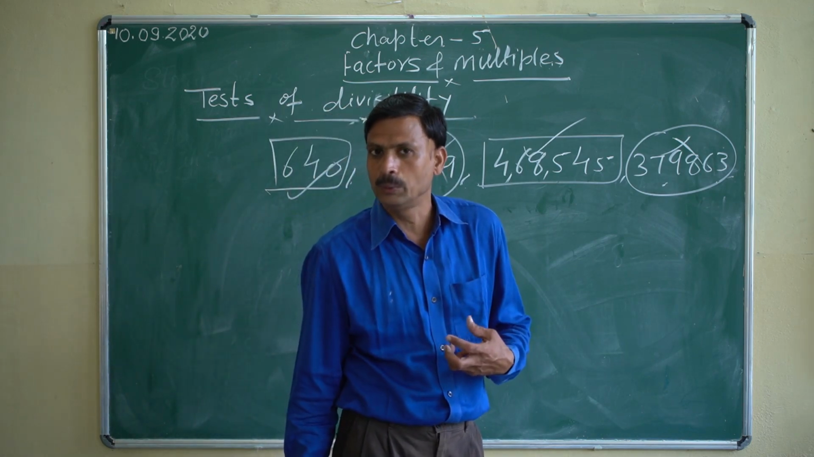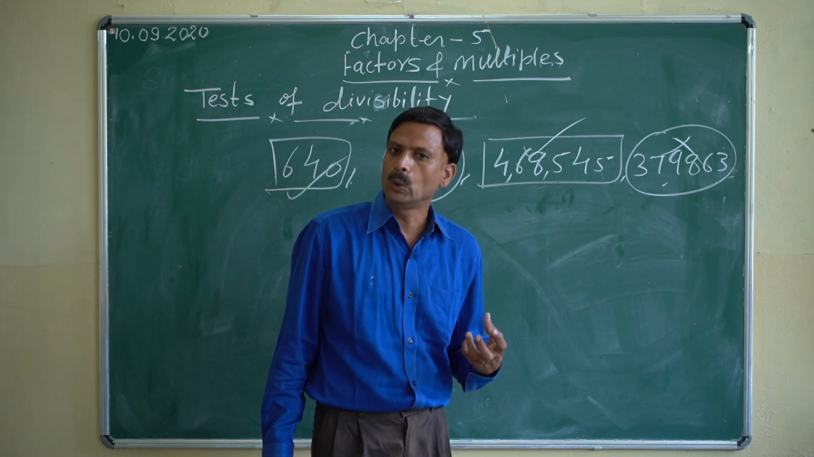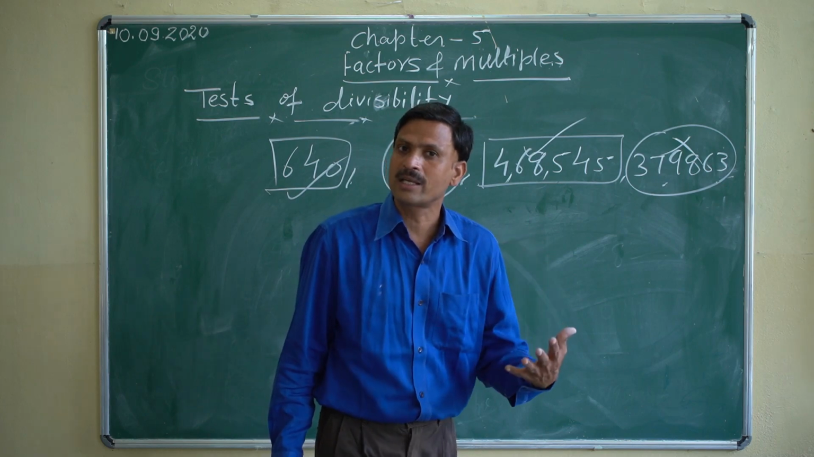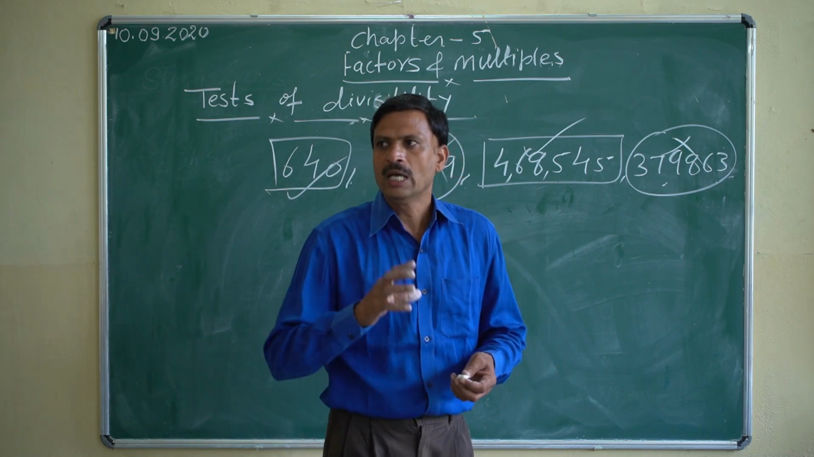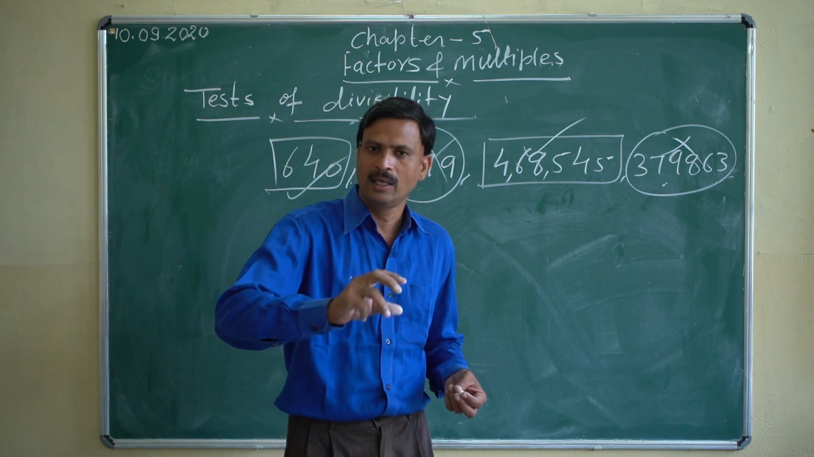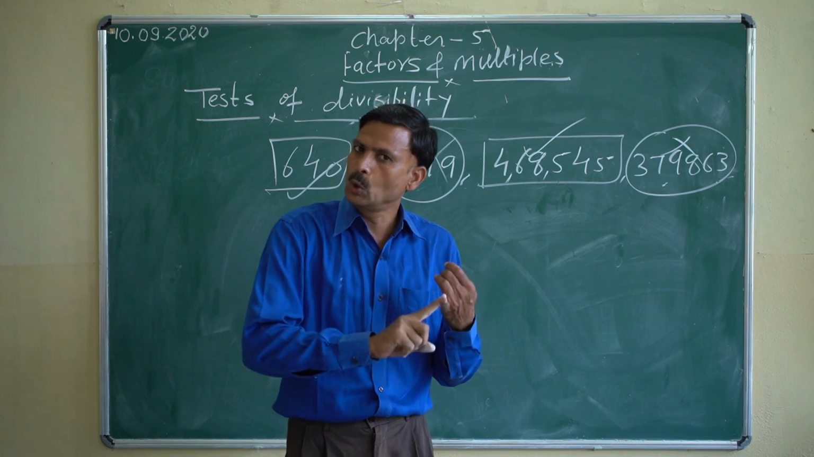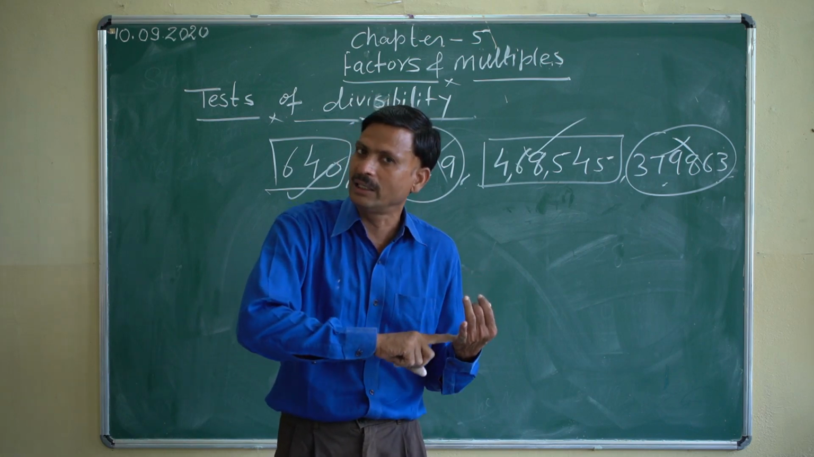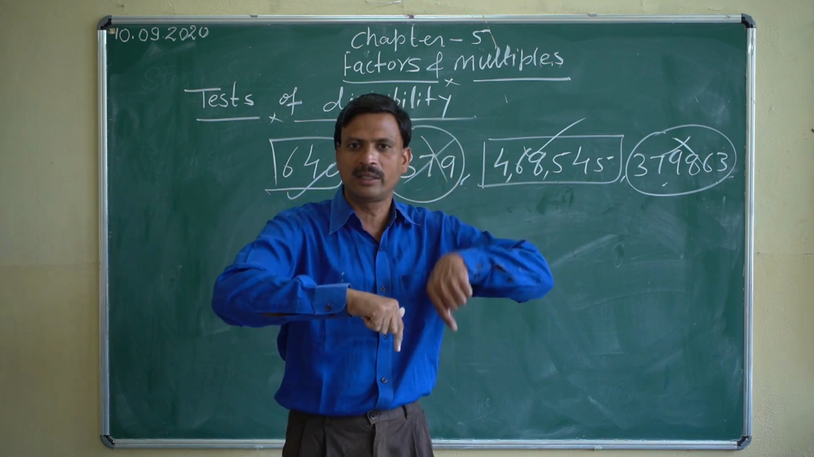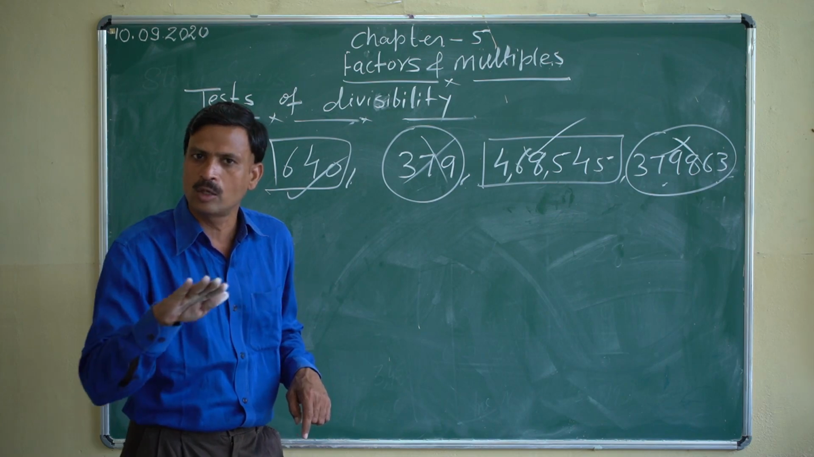Now I am telling you the divisibility rule of 6. How will we know that a particular number is exactly divisible by 6 or not? Okay, so the divisibility rule for 6 is that the number must be divisible by 2 and also by 3. Meaning if a number is divisible by both 2 and 3, then the number will be divisible by 6, otherwise not. Got it?